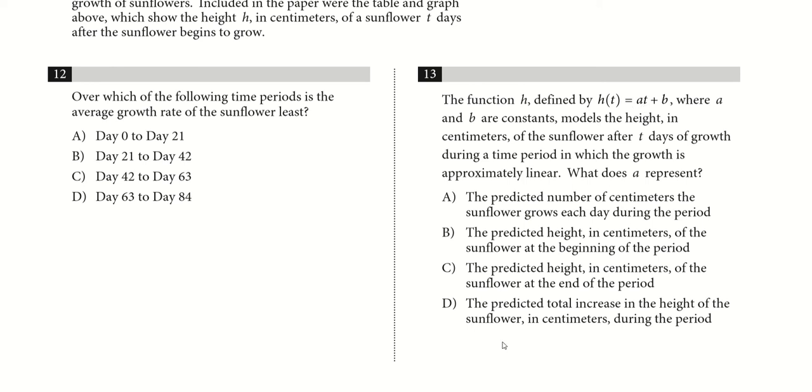D, the predicted total increase in the height of the sunflowers. Again, that's not what it represents. Our a is our slope. It's how much the height will change per unit of t. So A is our answer here because a is the slope. Again, it's how much your vertical will change over some bit of horizontal.